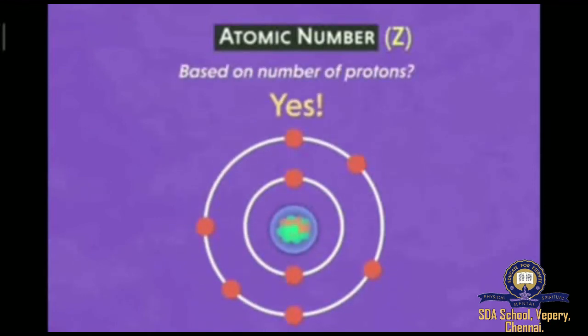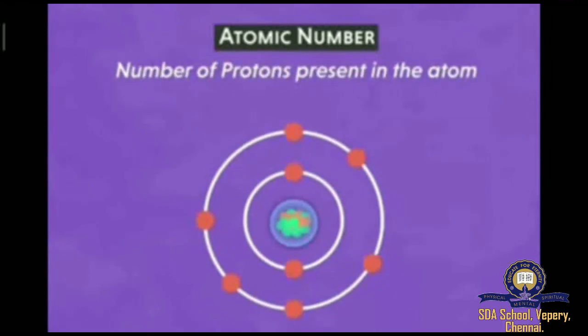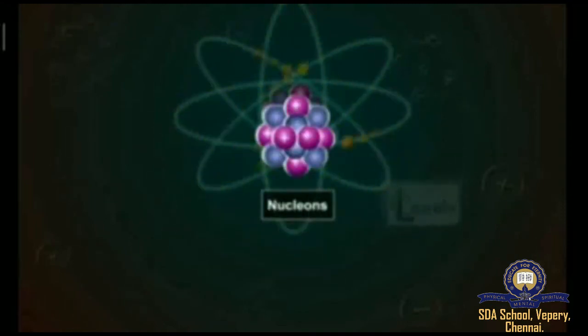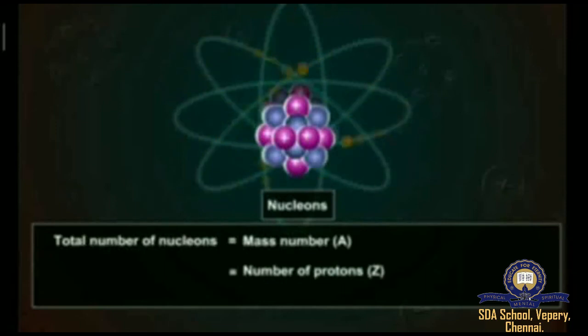Yes, the atomic number is based on the number of protons. So how many protons are present? Can you tell? Yes, it is 8. An atom consists of protons as well as neutrons in the nucleus. They both combine together to form nucleons. The total number of nucleons is equal to the mass number, and it is represented by A. Mass number is also called atomic mass, which is equal to the number of protons plus the number of neutrons.